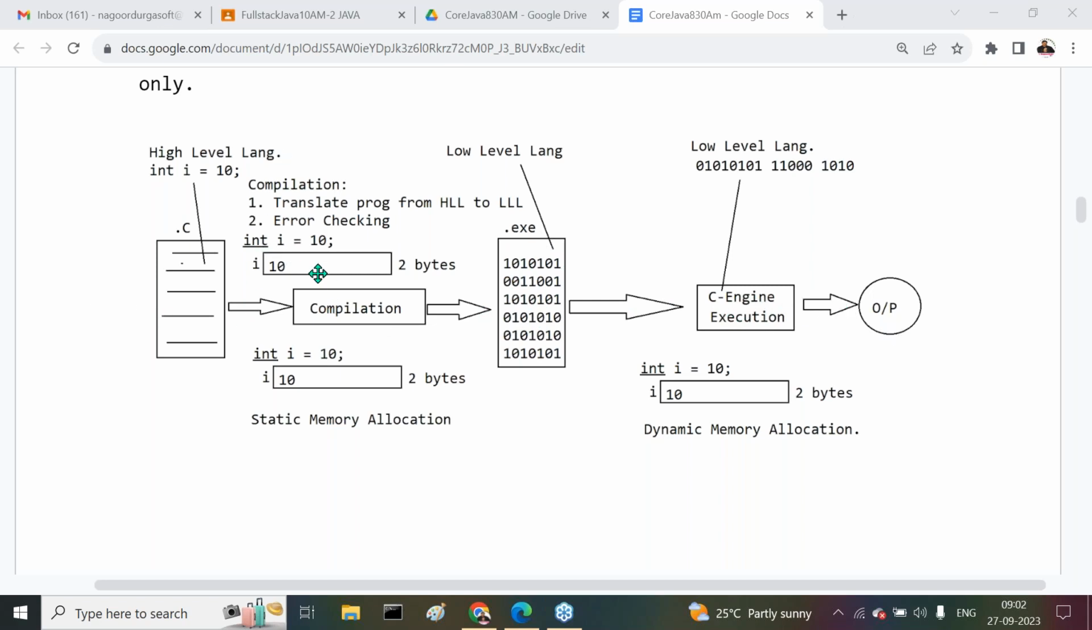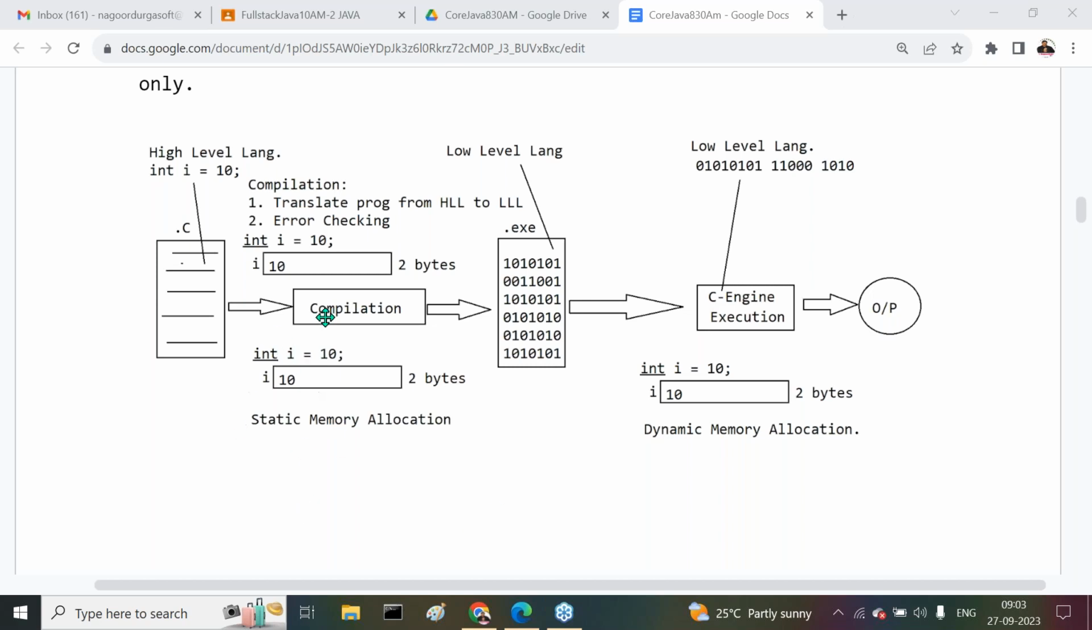Moreover, for checking errors also we use compilation. Compilation is for two things. One is translating the program from high-level language to low-level language, and the next is error checking. Error checking is another advantage of compilation. The time when we perform compilation is called static, that means compilation time. The time when we perform execution is called runtime.